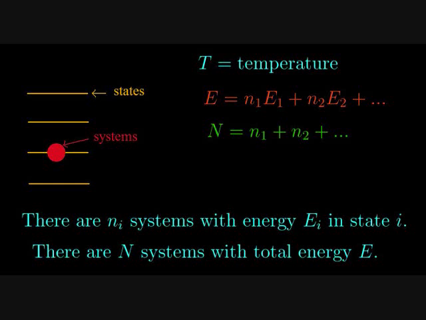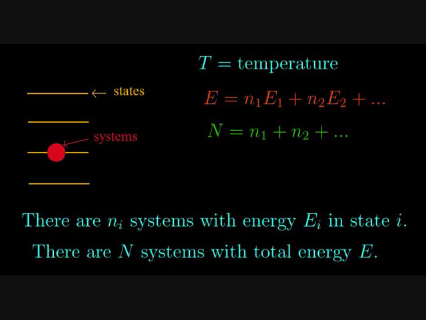Suppose that you have a system that can be in states labeled by integers 1, 2, etc. State i has energy E sub i. Draw a yellow dash for each state and draw states with higher energies above states with lower energies. The question we would like to answer is this: what is the probability that the system will be found in a state with energy E at temperature T?